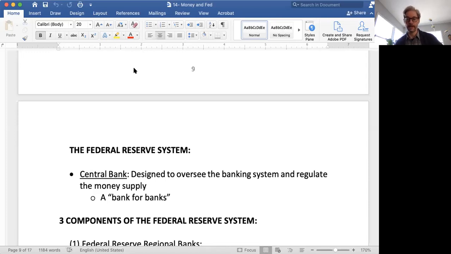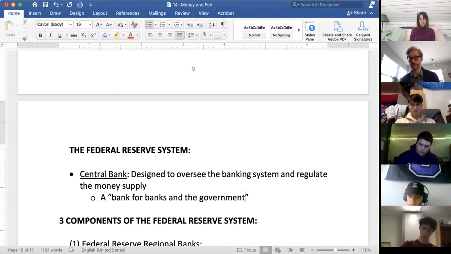Who are the customers of the central bank? Banks are the customers, banks and the government, right? It's a bank for governments and it's a bank for banks. I really should add this here, a bank for banks and a bank for governments. So normal, average people do not have accounts at the Federal Reserve. Who has accounts at the Federal Reserve? Banks have accounts at the Federal Reserve, and the federal government has an account at the Federal Reserve. So the central bank is the bank of the federal government and a bank for banks.